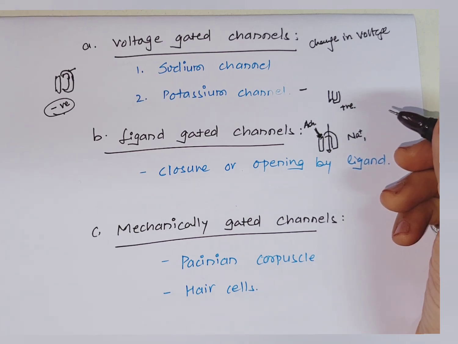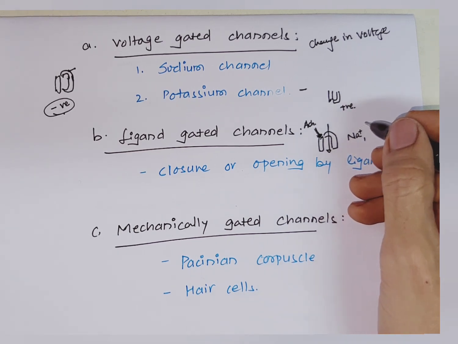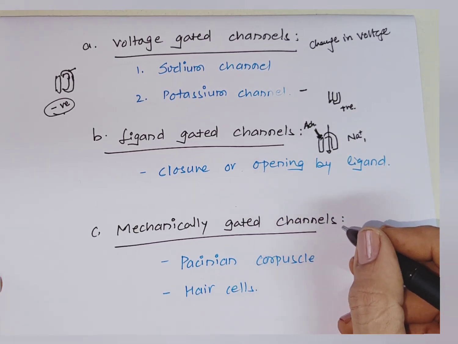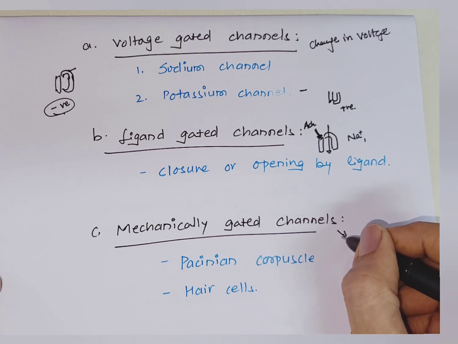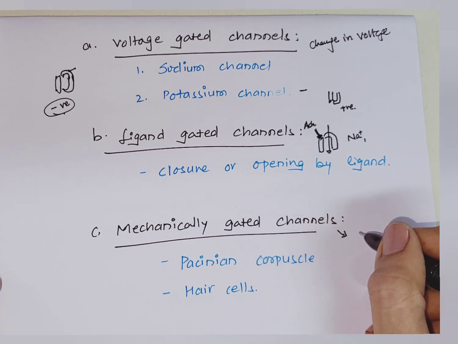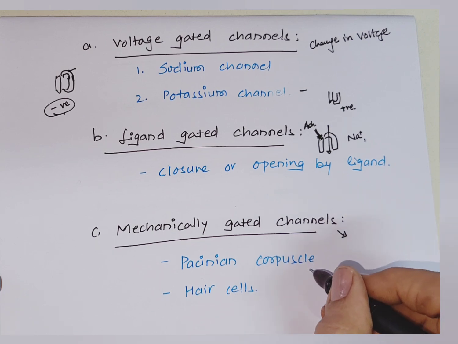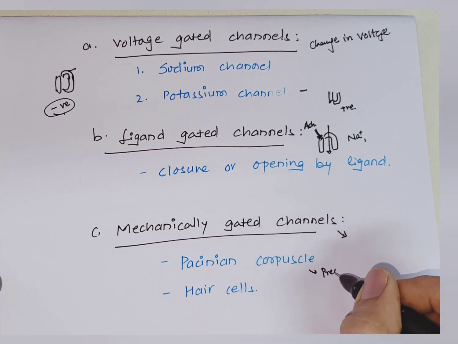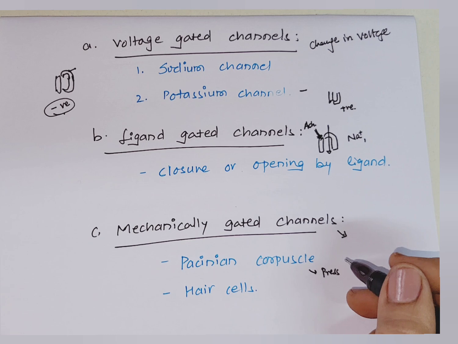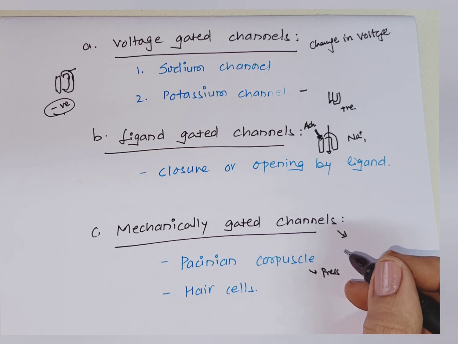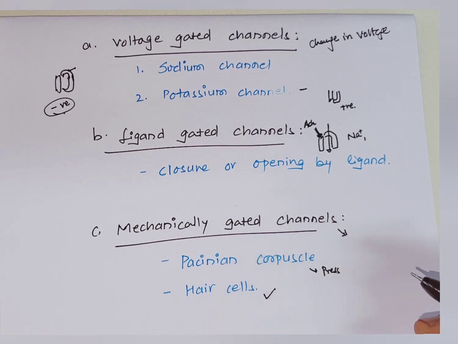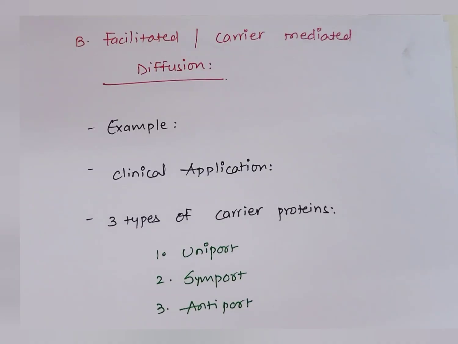Third variety of channels are mechanically gated channels. These channels are opened or closed by mechanical change, stretching or any sound wave. For example, in the Pacinian corpuscle, by pressure, these channels get opened up. Hair cells present in the inner ear, in the organ of Corti, are also mechanically gated channels.